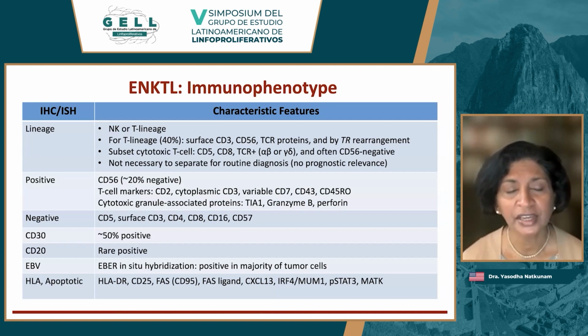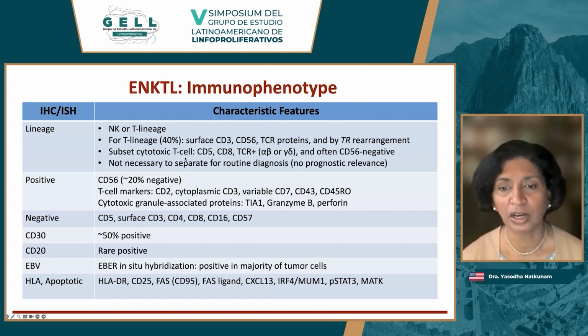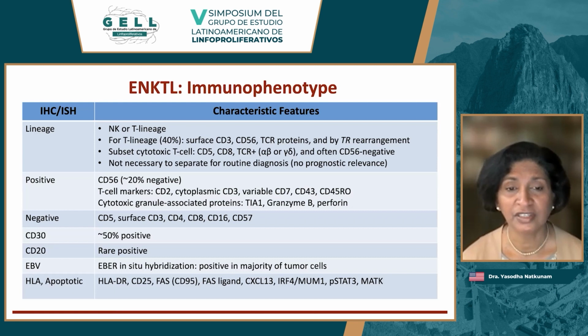Up to 40% of cases can show T lineage marker expression, and that can be surface CD3 positive, CD56 positive, T-cell receptor proteins can be expressed, and T-cell rearrangements can be found. In addition, cytotoxic T-cell markers can be positive. They are often CD5 positive and can be CD56 negative in the T-cell version.